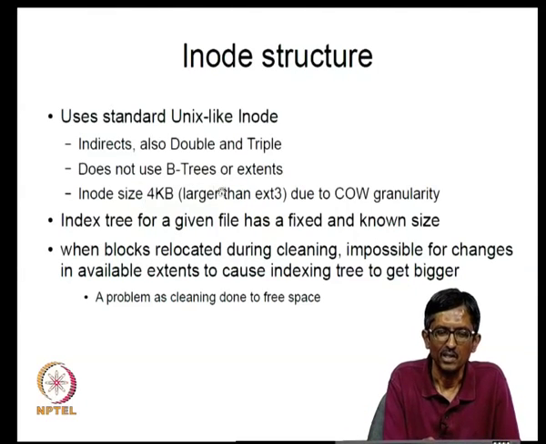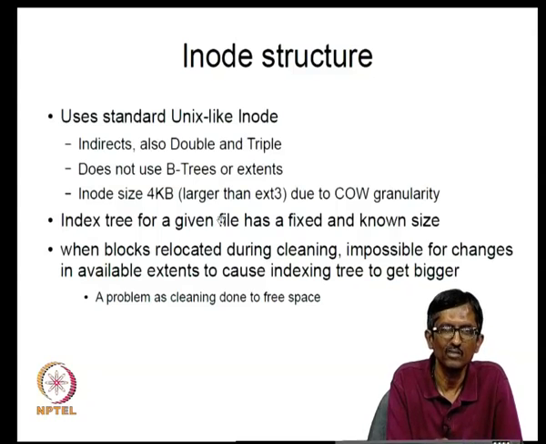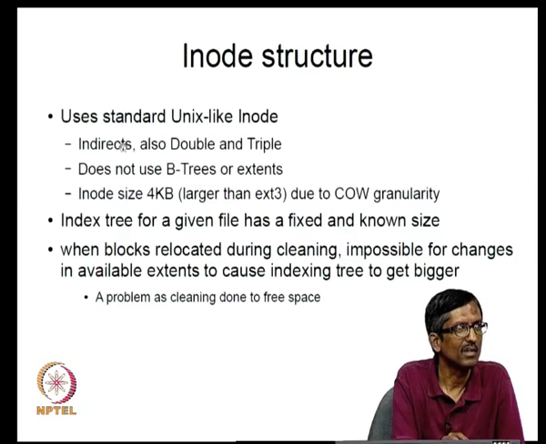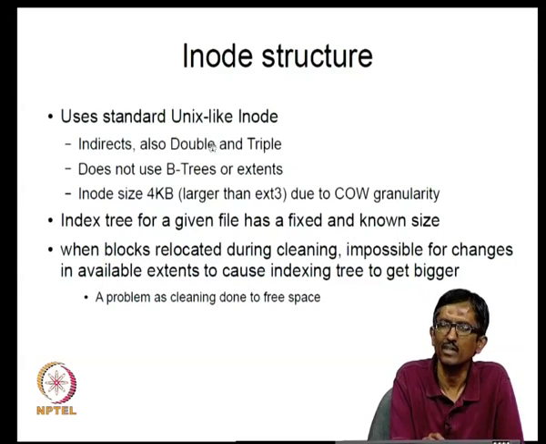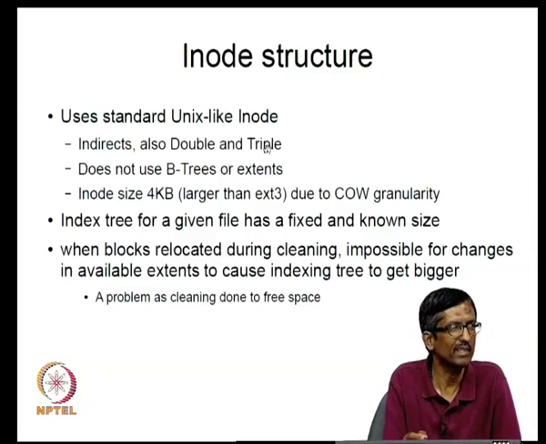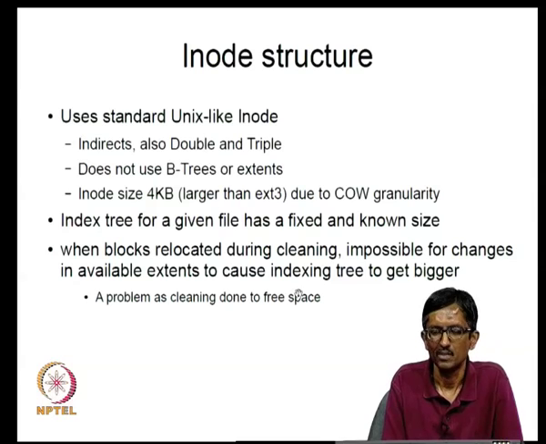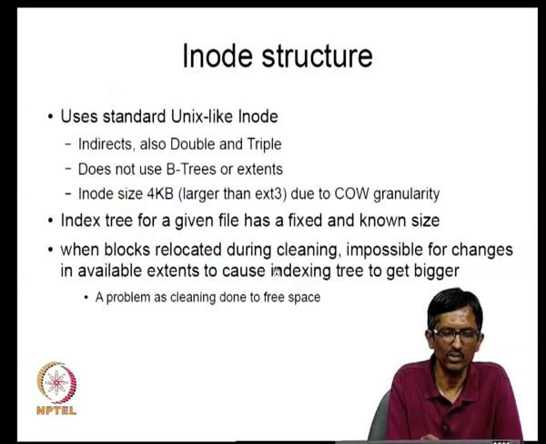So surprisingly, this particular design uses only the standard Unix-like inode. It has direct blocks, indirect blocks, and also double and triple indirect blocks, just like I think we discussed earlier, right. It does not use B trees or extents, and there is a reason for it. We will come to that soon.